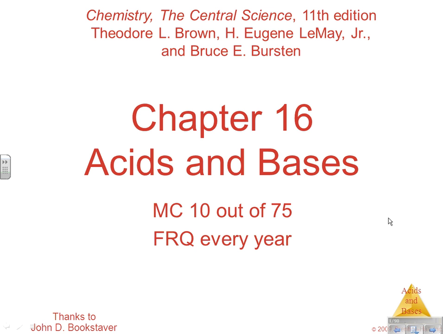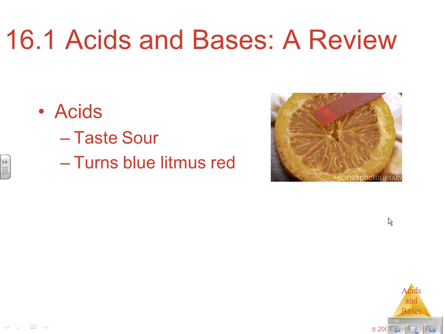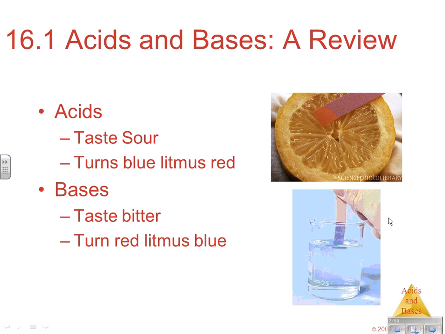And of the remaining chapters, it's probably our longest overall chapter. So Chapter 16, we're looking at acid and base chemistry. Now, just as a quick review here, remember acids are substances that taste sour. They turn blue litmus red. Bases would be things that are bitter, and they would turn red litmus blue. These are ideas that you should have looked at last year in pre-AP.